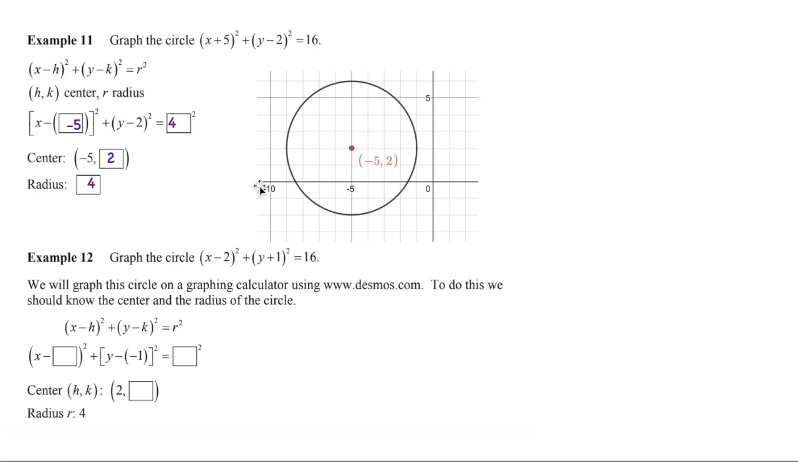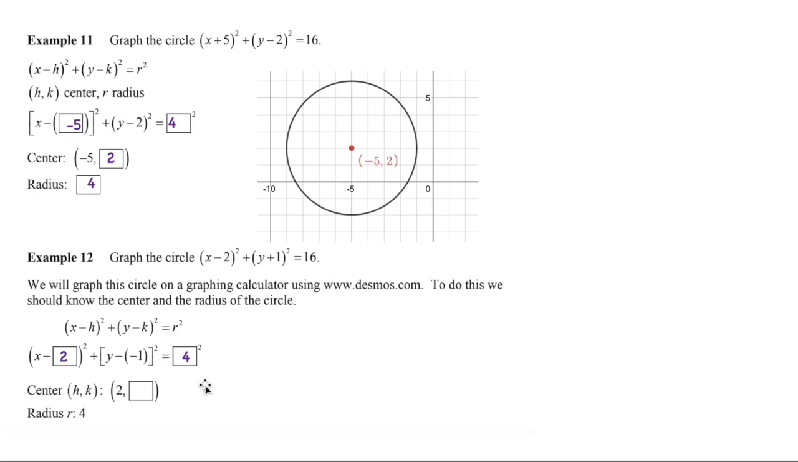We will graph the circle on the graphing calculator using Desmos.com. To do this, we need to know the center and the radius of the circle. So we have our equation of x minus 2 squared plus y plus 1 squared equals 16. Let's write it in standard form first. We'll have x minus 2 plus y minus negative 1, so that we get the subtraction piece in our standard form, is equal to 4 squared, because 4 squared is 16.